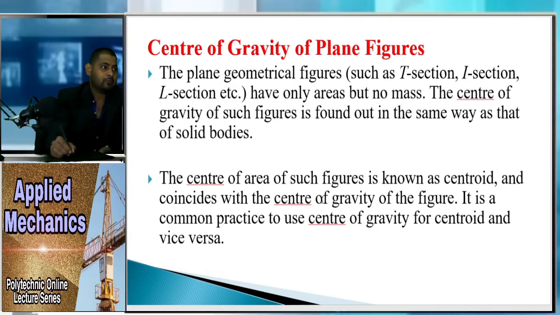Suppose we have some sections like this T section or I section or L section. If these sections are given to us, and they are solid bodies or solid sections, then the center of gravity or centroid of gravity is the same, or it is the middle point of that section.